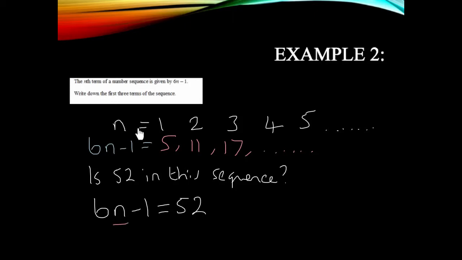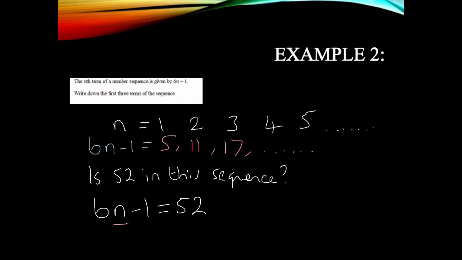Notice here that n was 1, 2, 3, 4, 5, 6, 7, and so on. We never had 1.2 or 6.5 or anything like that. So let's see if this is going to work. Let's think about how we're going to use our algebra.